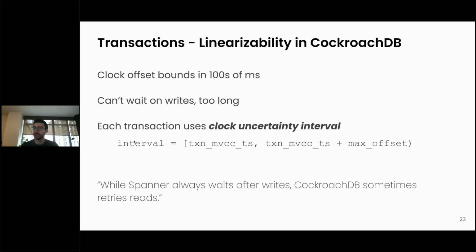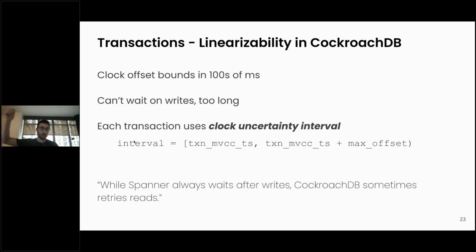And so this quote sums up the difference between CockroachDB and Spanner's approach fairly well. While Spanner always waits after it writes, so while each transaction, when it commits, waits for some single-digit number of milliseconds, CockroachDB sometimes retries transactions after reads. And when I say sometimes, what I mean is that Cockroach won't do anything unless it observes an uncertain value in a transaction's uncertainty interval. And this means that if there's no contention in the workload, then there are never any retries.